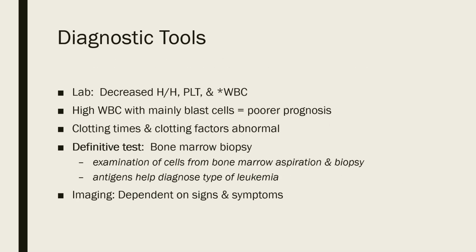So what are some diagnostic tools? Your usual ones, you're going to see a low H&H, platelets, you're going to look at your white blood cells. You sometimes will have high white blood cells, but remember they're mainly blasts. If they're mainly blasts, it's a poorer prognosis. Remember those blasts are those immature little white blood cells that can't do anything because they're too immature, okay? The clotting times and their clotting factors will be all messed up.